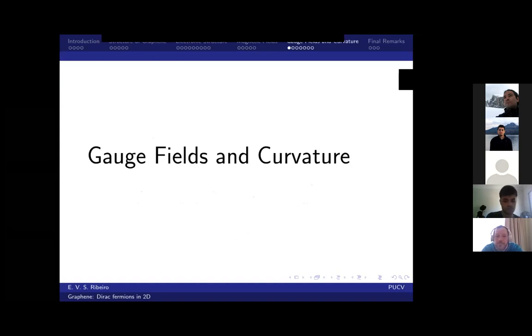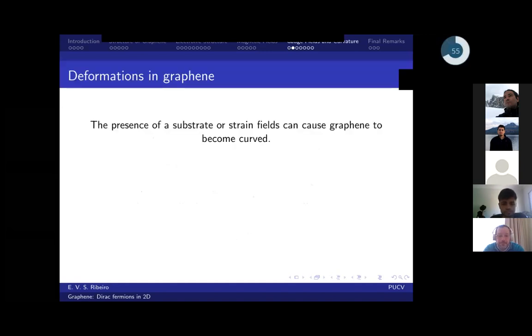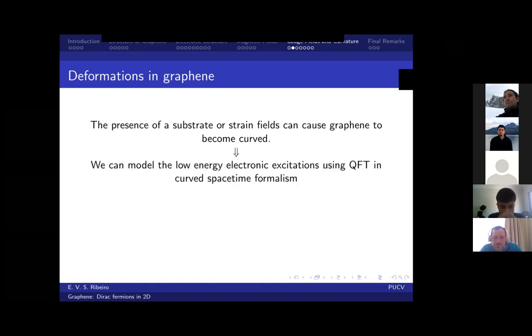Well, of course, we don't need to stop there in analyzing the effects of gauge fields in graphene. In fact, there is a more general connection between gauge fields and curvature in graphene. The main thing is that if you have a substrate for your graphene sample, or you apply some kind of strain field to your graphene, you can make it become curved. And the interesting thing here is that we can model the low energy excitations, which are basically Dirac fermions, using quantum field theory and the curved spacetime formalism. This is to say that we now have fermions in a curved manifold.